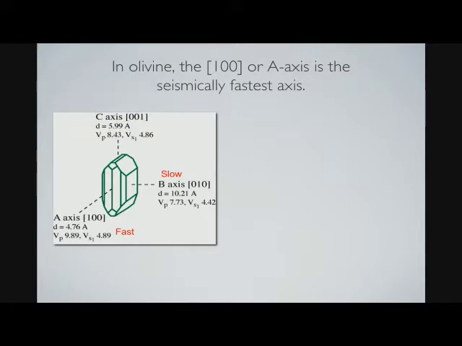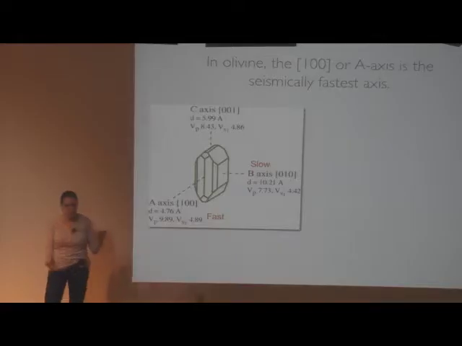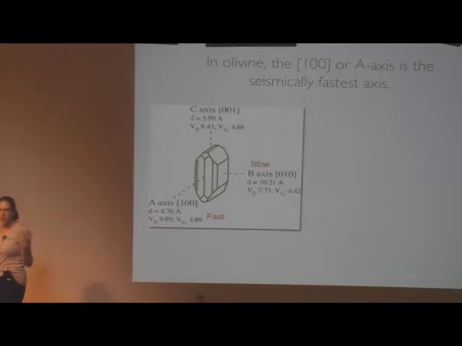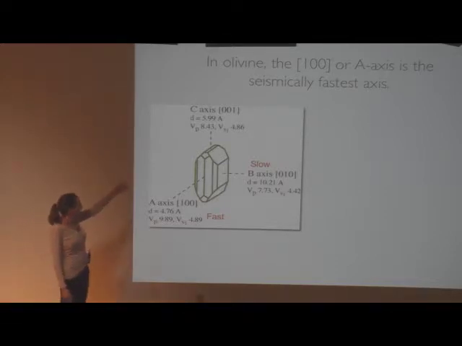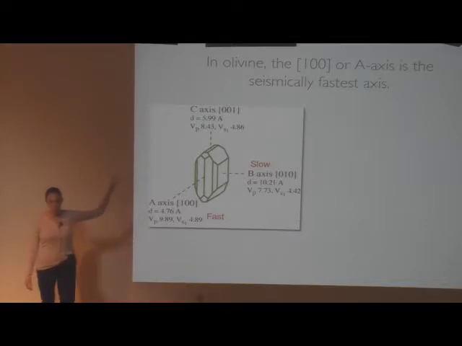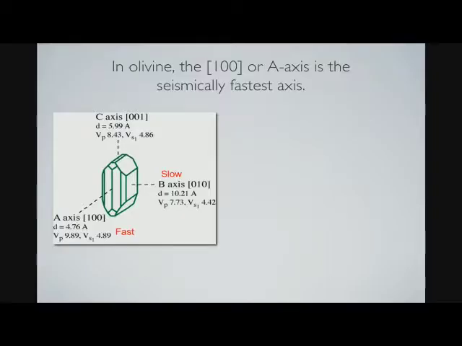The key thing to take away from this image is that the A axis in olivine is the seismically fast direction, and the B axis is the seismically slowest direction, and the C axis is intermediate. So in terms of understanding seismic anisotropy, this is the key aspect: you have an anisotropic mineral, and the seismic waves will propagate at different speeds depending on which direction they go through the mineral.